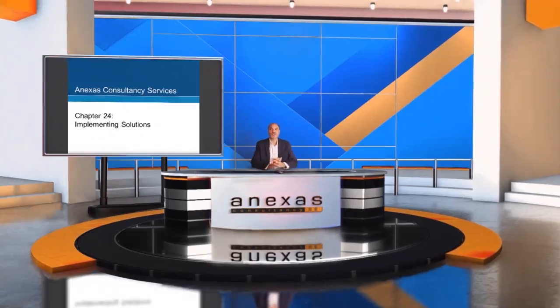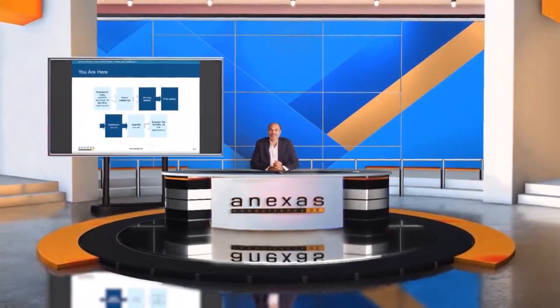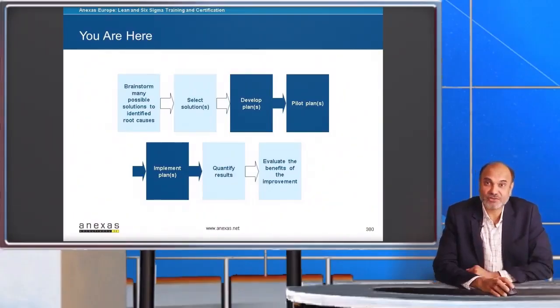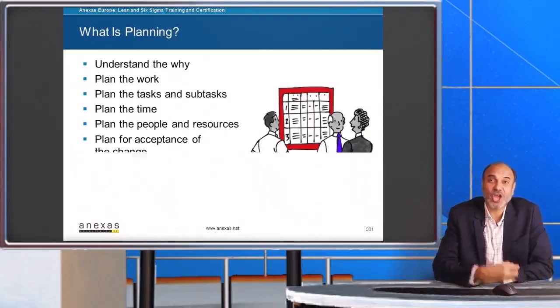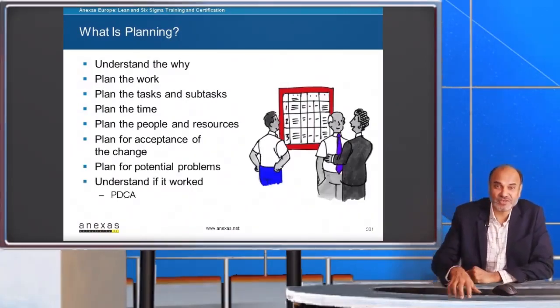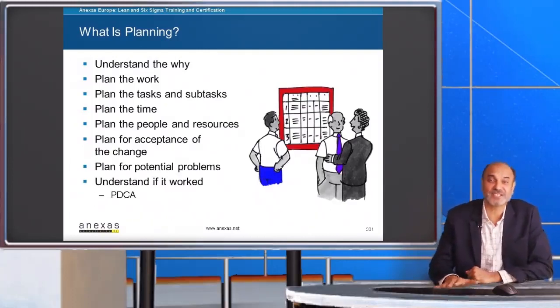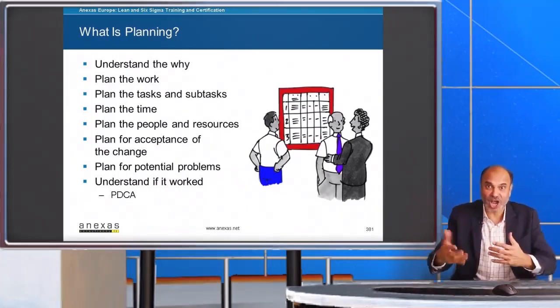Now in the improve phase, we are in the process of developing the plans, piloting the plans, and implementing the plans. So let us see how we can do this and what tools we can use. What is planning? Planning is understanding why we are doing what we are doing, then planning the work, the tasks and subtasks, planning the time, the people, the resources, planning for acceptance of the change, and planning for potential problems. You have to imagine how you will fail.